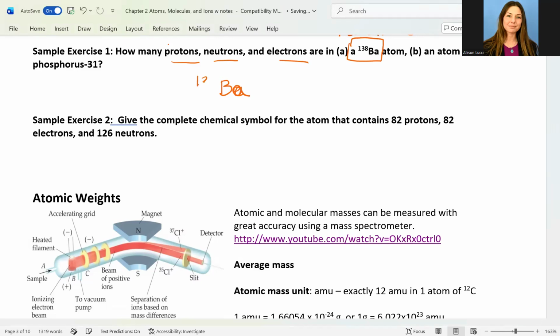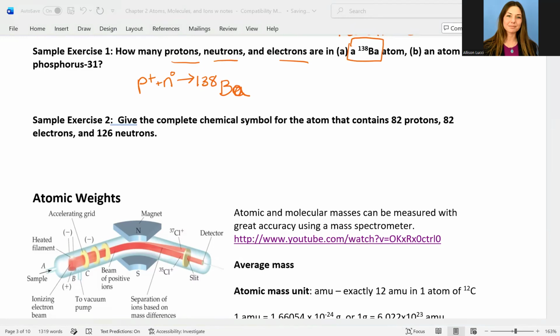And then when we write 138 here, this means that this is the mass number, and this is going to be the sum of both protons and neutrons. But if we're asked to find the number of protons, we can simply go to the periodic table. So we see that we have barium down here, and the number 56 indicates the number of protons in barium.